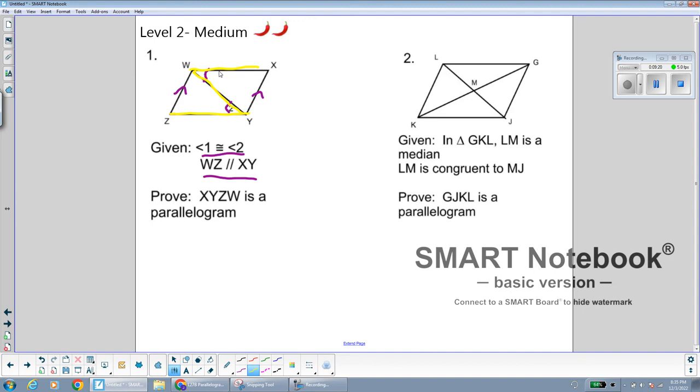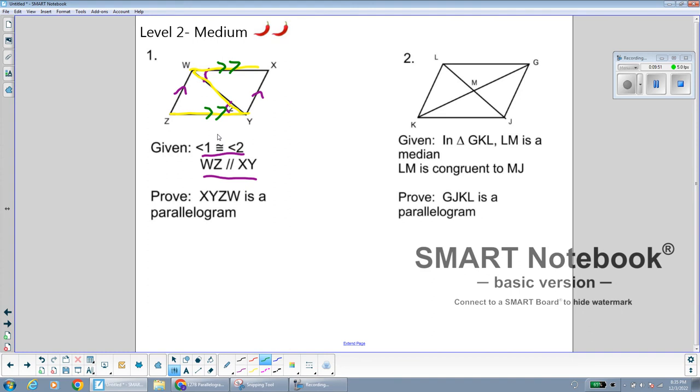And notice how we have our letter Z inside the lines on different sides of the transversal. Those are alternate interior angles. And guess what? If alternate interior angles are congruent like they are here, that means that the lines forming them are parallel. And guess what? If both pairs of opposite sides are parallel, that means the quadrilateral XYZW is a parallelogram. So we actually are done with our proof.